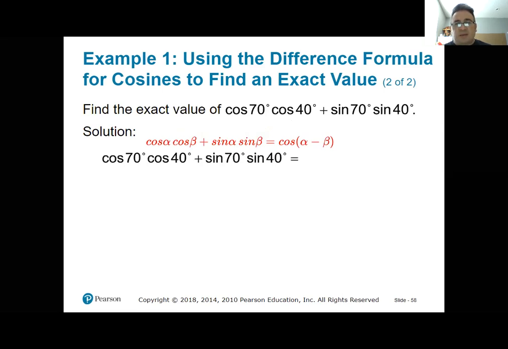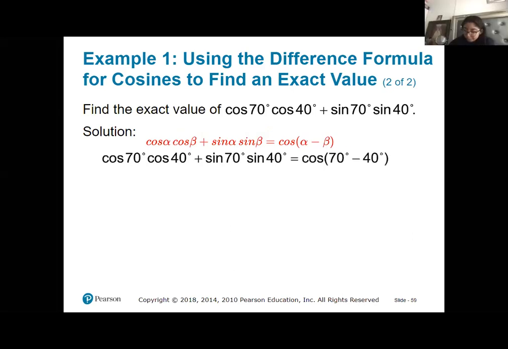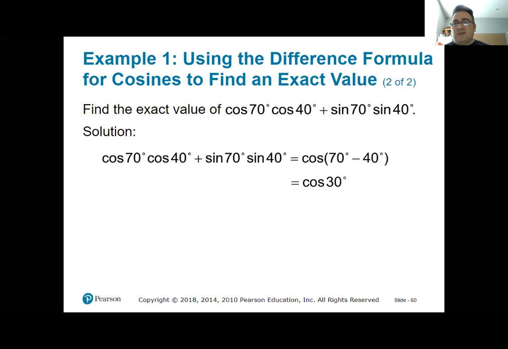This should become what? I can write it as one statement as cosine, what's my alpha here? 70. What's my beta? 40. So it should be cosine of 70 minus 40, right? Which is going to be cosine of 30, right? And what is the cosine of 30? Radical 3 over 2. There you go.